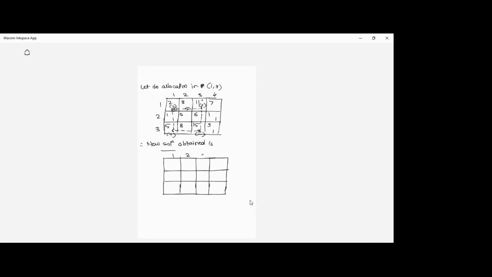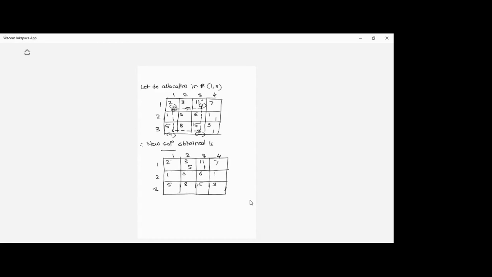2 3 11 7, 1 0 6 1 5 8 15 9, right? So there will be some changes taking place. Previously there was some allocation in this particular cell, but now it is going to be 0. 5 will remain the same, and here it will now come 1.